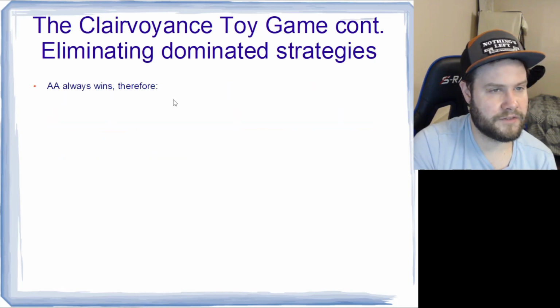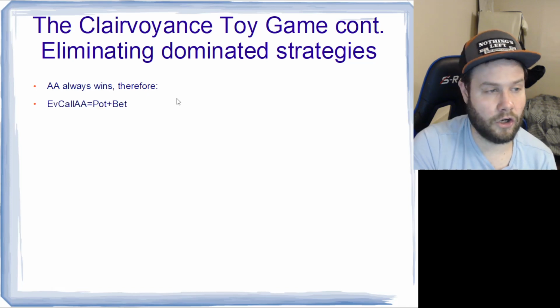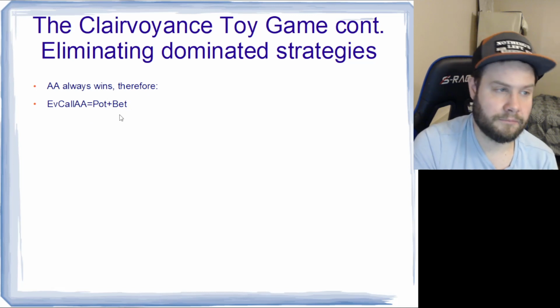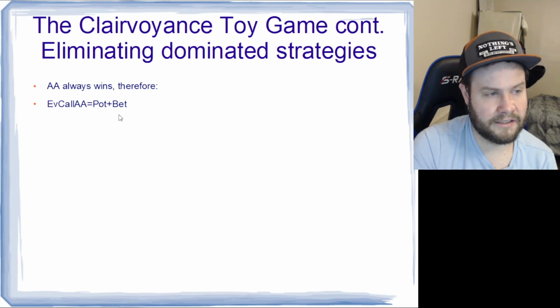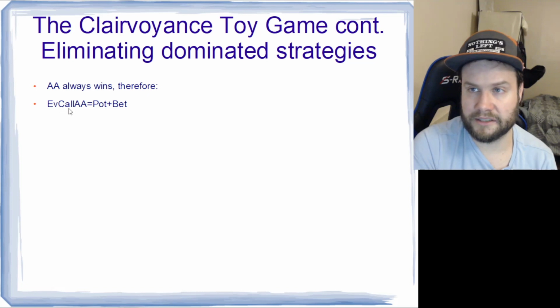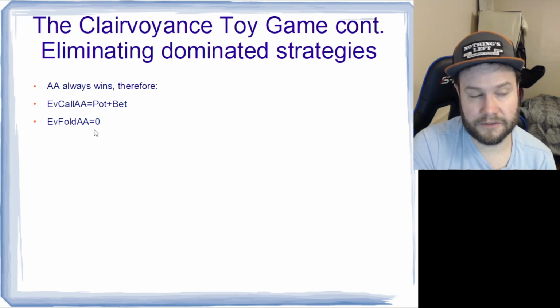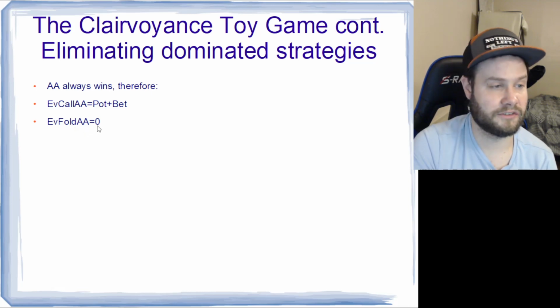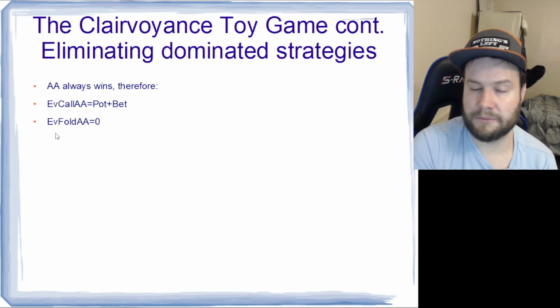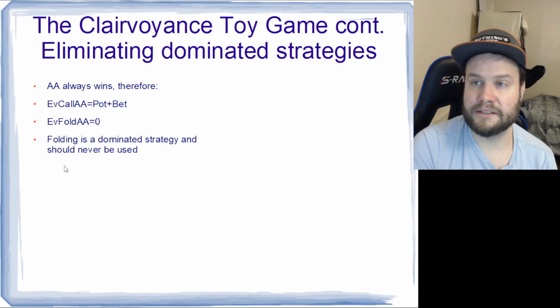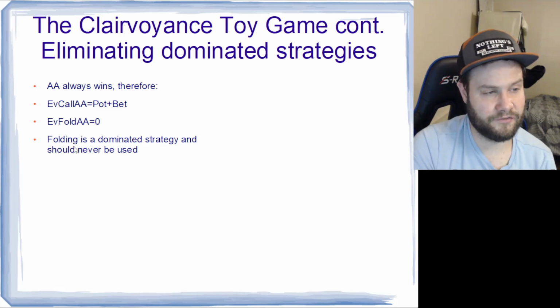All right. So at showdown, ace always wins. Therefore, the EV of calling a bet with ace is equal to whatever's in the pot plus whatever the bet is. So if our player 2 with kings ever bets and player 1 calls with ace, they will always win this amount. The EV of folding ace is equal to 0, because the EV of folding is always equal to 0. That is one of our definitions of EV. We'll come around to that some more later. So this is where we get into things like dominated strategies.